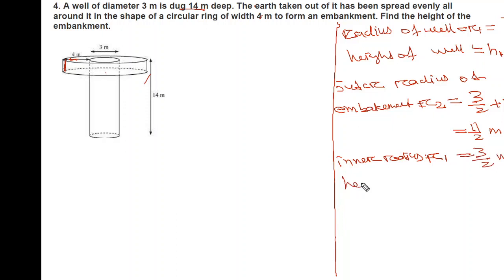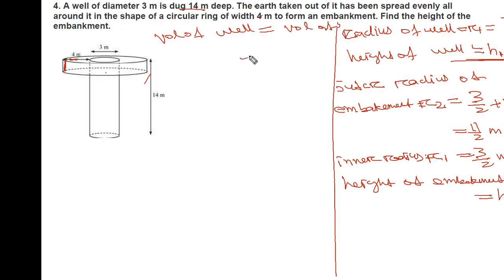Then the height of the embankment will be, say, suppose H2. H1 was our height of the well. Now what will be there? The volume of the well will be equal to the volume of the embankment, as the earth dug from the well has been put on the embankment. So we can write volume of well equals volume of embankment.